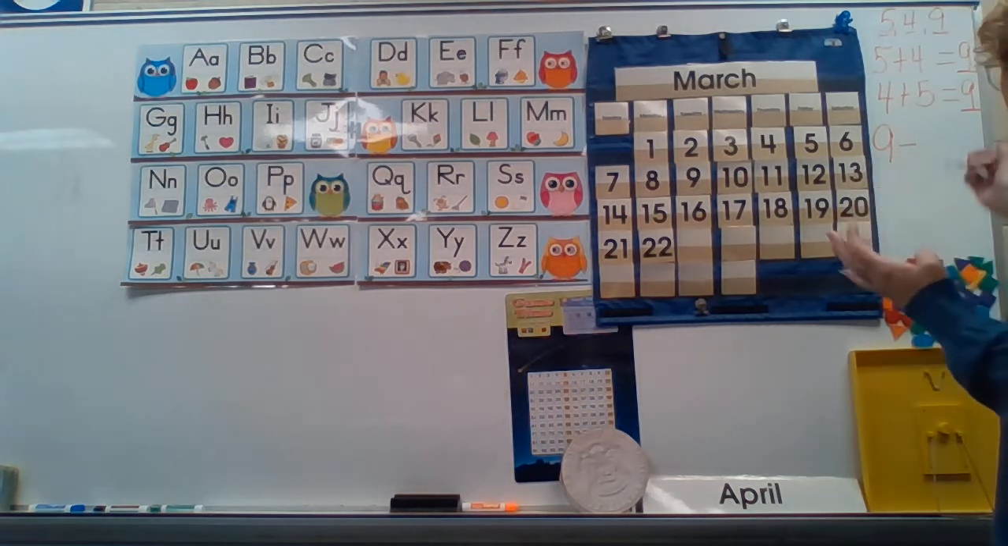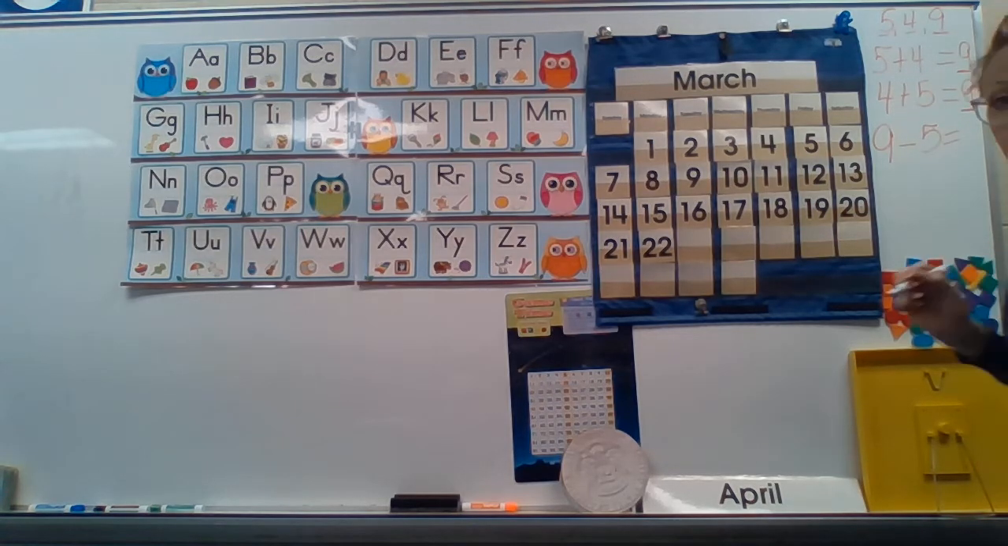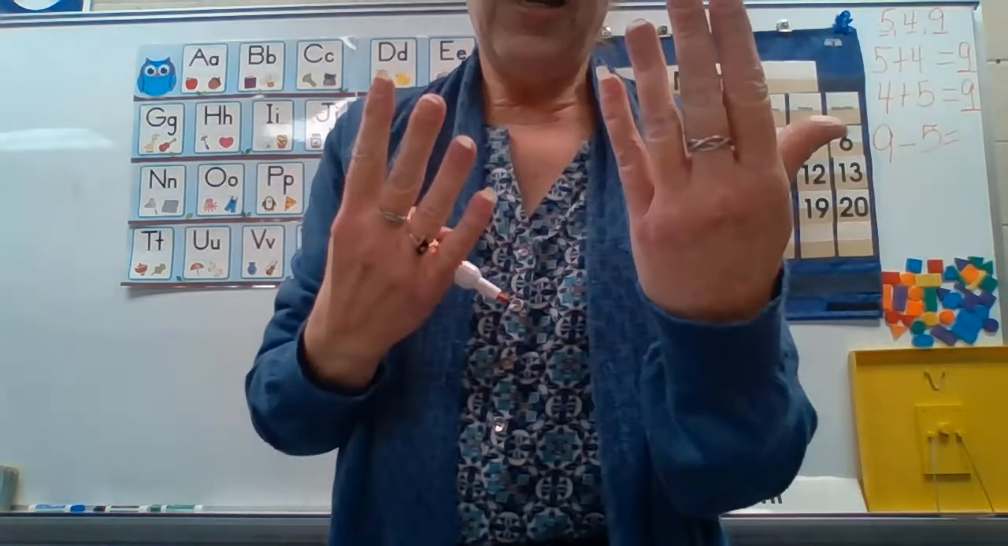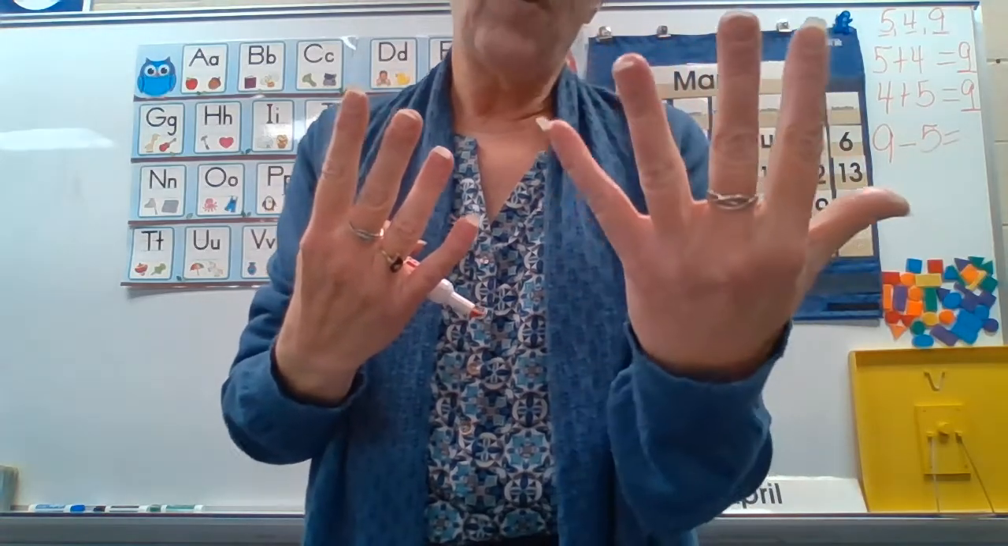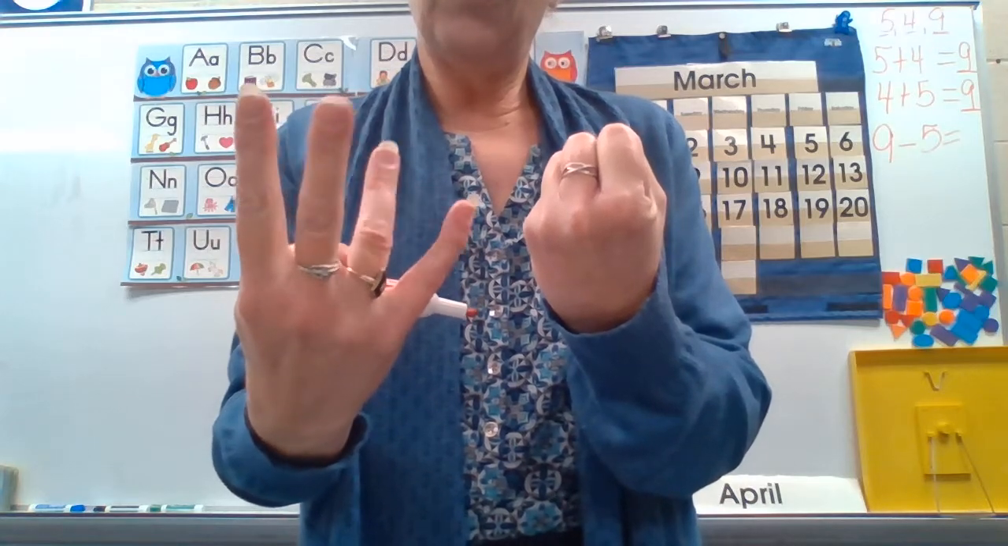Okay, so let's do 9, and we'll take 5 away first. And let's see what we come up with. We got 9, and I'm going to take 5 away, and I know there's 5 on this hand. I'm just going to put them down. 1, 2, 3, 4.